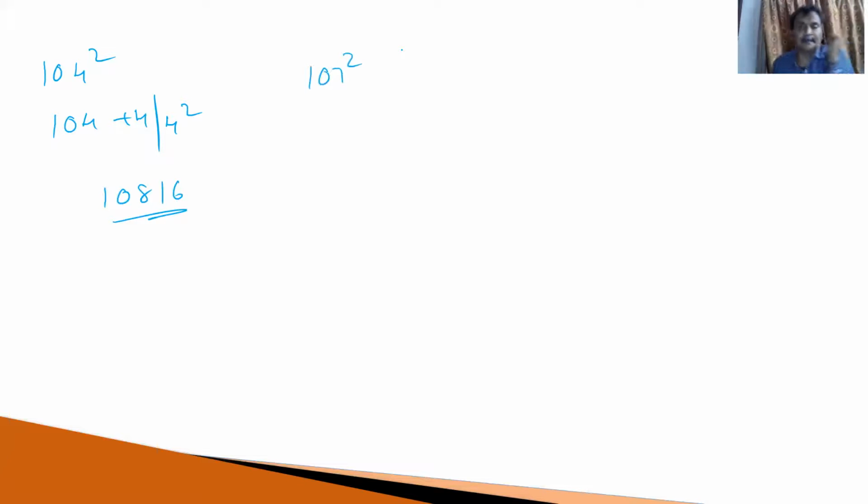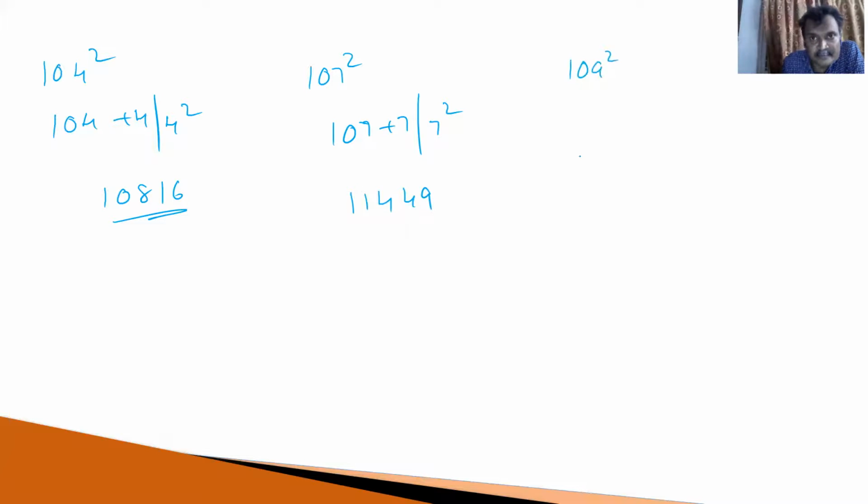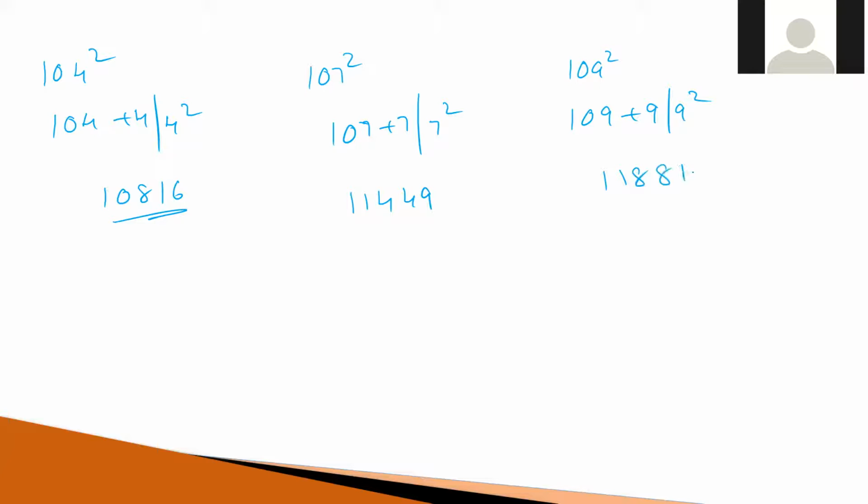Suppose 107 square. What is the difference? Difference is 7. Yes, 7 excess. That's why just add the difference to this number and take a square of this number. So what happened? 114, 7 square is equal to 49 is the answer. Suppose 109 square is there. What happened? 109 plus 9 and 9 square. 109 plus 9 equal to 118. 9 square is equal to 81. That is the answer.